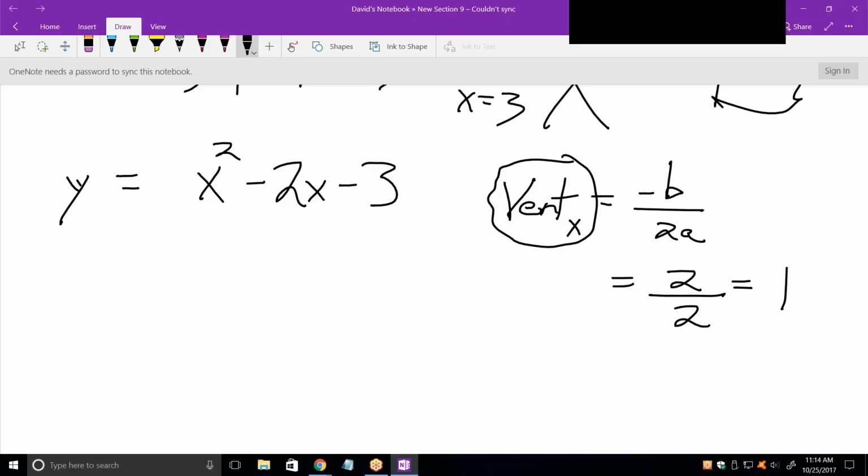Now what's the y-coordinate of the vertex? Because you won't know how to plot it unless you know both points. How do you get it? Once you know the x-coordinate, how do you get the y-coordinate?